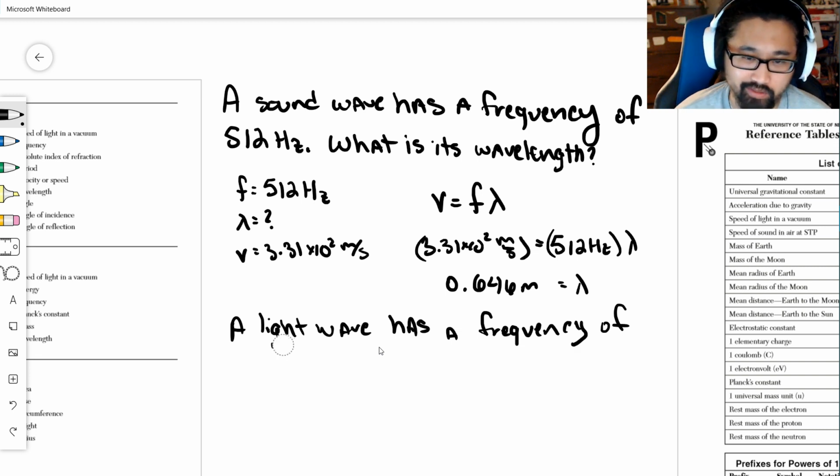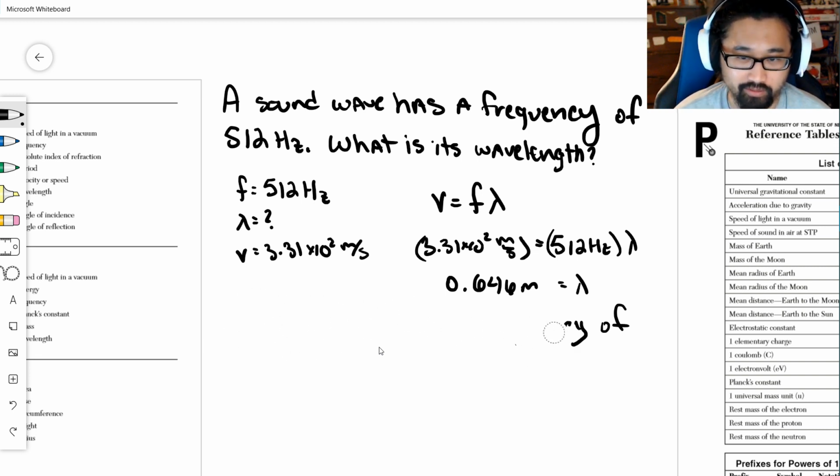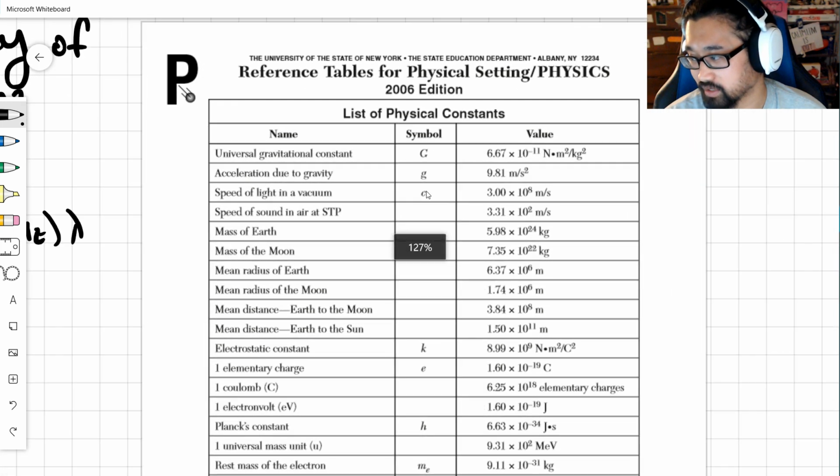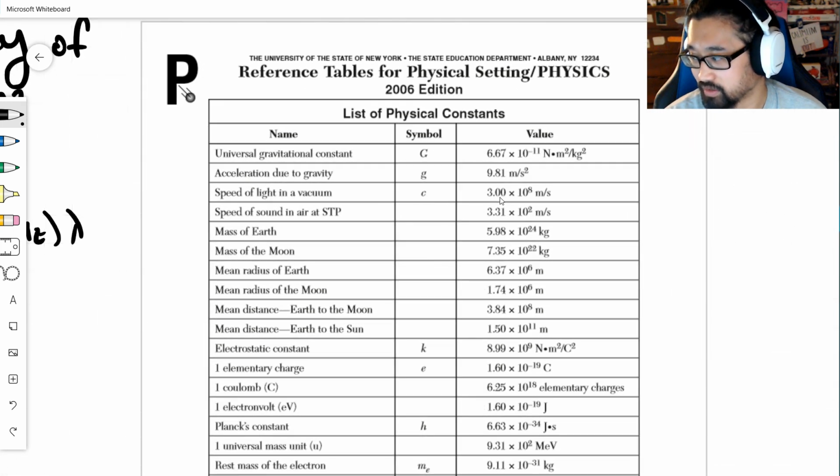I was going to do a question, but I really just wanted to tell you about another thing on the front page. You don't just have the speed of sound, you also have the speed of light. The speed of light in a vacuum is 3 times 10 to the 8th meters per second. Air, for our purposes, is functionally a vacuum, so this is also the speed of light through air, 3 times 10 to the 8th meters per second.